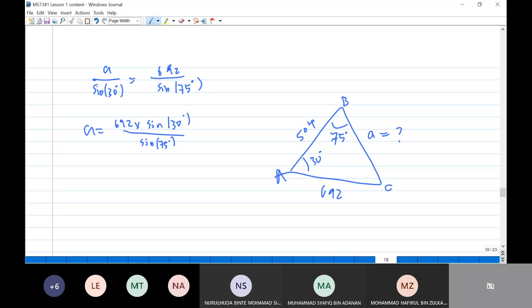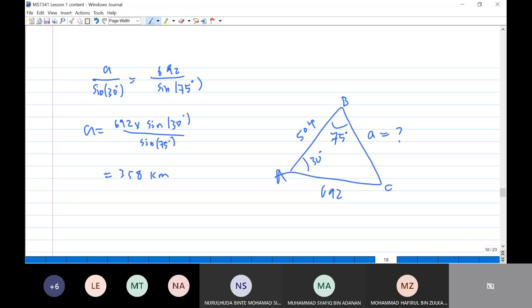So you press the calculator. 692 times sine 30 over sine 75. You get 358. Okay, this is one way.